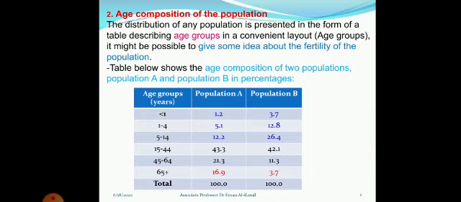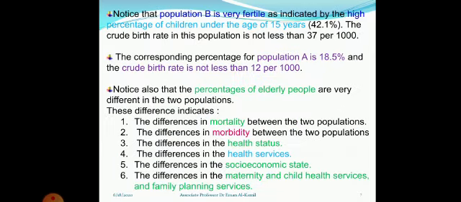So it is important for comparison and to assess the health needs of this population. The age composition reflects the different age groups at different percentages, and it reflects the mortality, fertility, and morbidity. So we can have a lot of information by just having the age composition of the population.